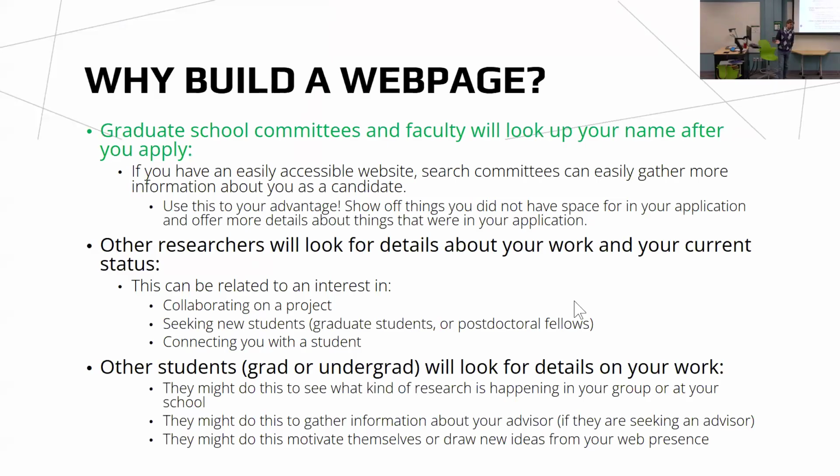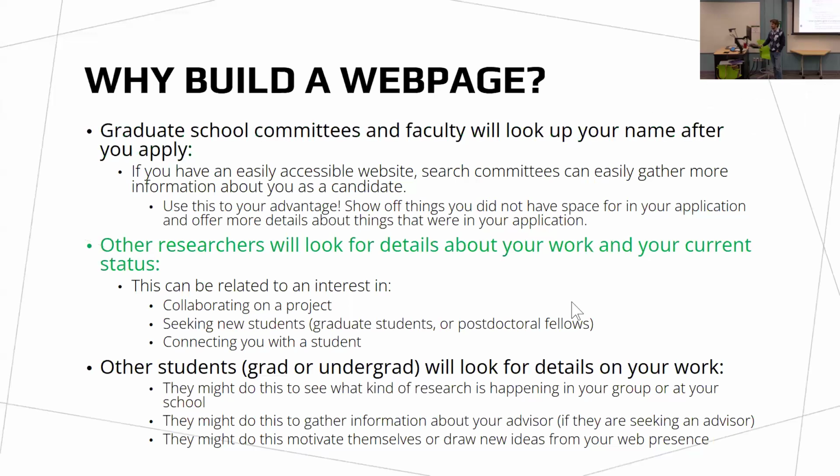Why build a website? Well, if you're a student and you're planning to go to graduate school, committees will look up your name. They'll look to see if you've done work. So if you have that information easily accessible on a website that you can Google and find, search committees can easily find that information on you. And this is a big advantage because it shows off the material you've done and gives an extra spotlight in addition to your application materials.